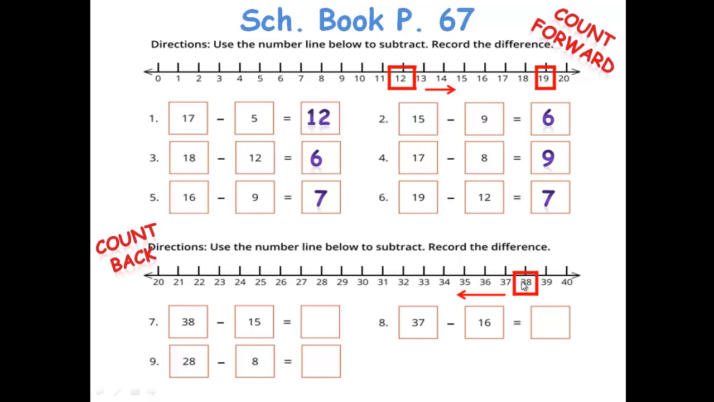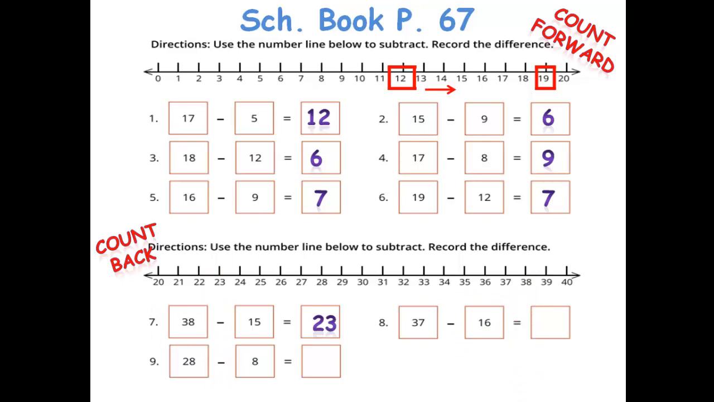Let's start counting. 1, 2, 3, 4, 5, 6, 7, 8, 9, 10, 11, 12, 13, 14, 15. Stop! What is the number we reach? It's 23. So the answer is 23. Okay, again, another example.